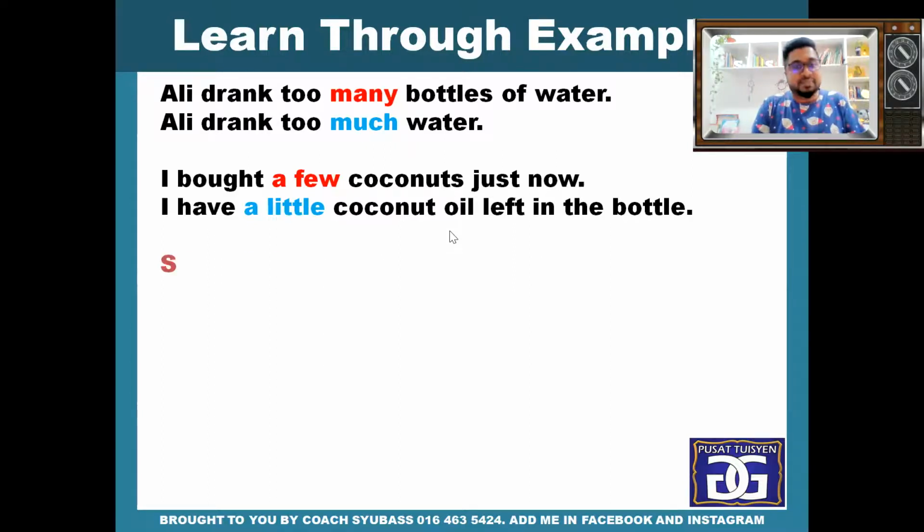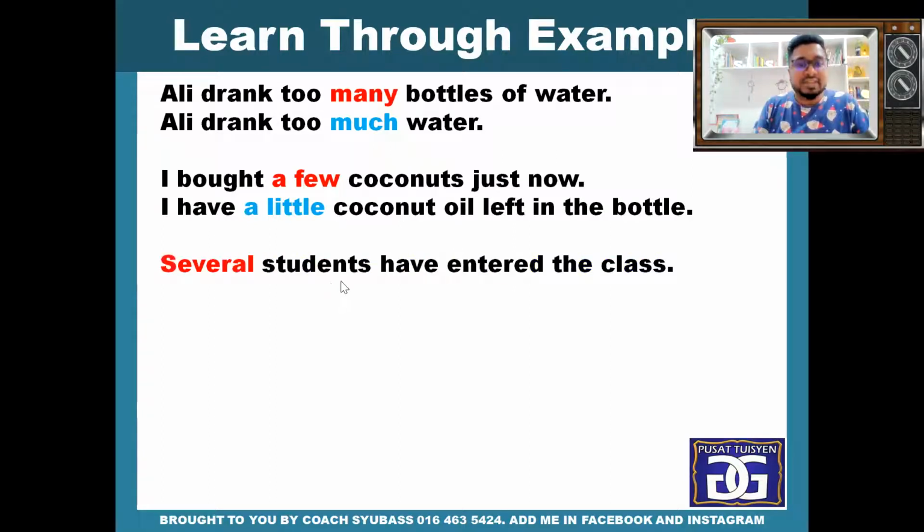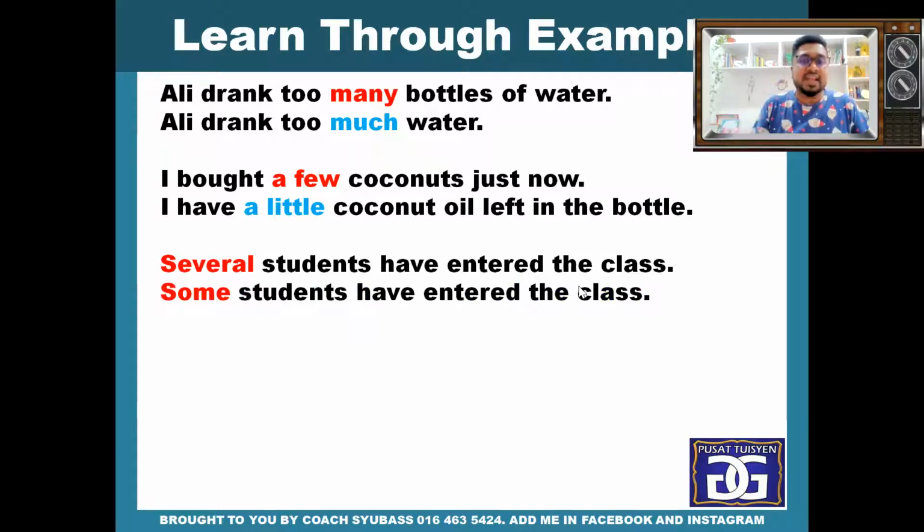Okay? The next example. Several students have entered the class. Apakah maksud several? Several ni maksudnya something like beberapa, sekumpulan yang kecil. Several students have entered the class. Students boleh kira, saya guna several. Several hanya boleh gunakan dengan kata nama yang boleh kira. Countable nouns only.